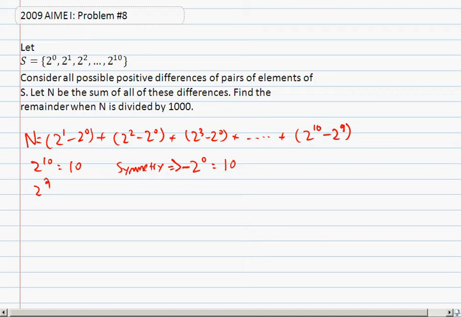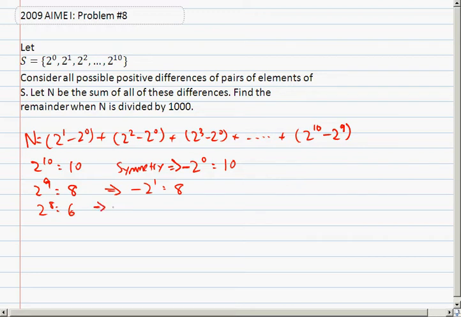2 to the 9th appears 8 times. Then by symmetry, negative 2 to the 1st also appears 8 times. 2 to the 8th appears 6 times. Then by symmetry, minus 2 to the 2nd also appears 6 times. 2 to the 7th appears 4 times. So by symmetry, minus 2 to the 3rd also appears 4 times. 2 to the 6th appears 2 times. So that means minus 2 to the 4th also appears 2 times.